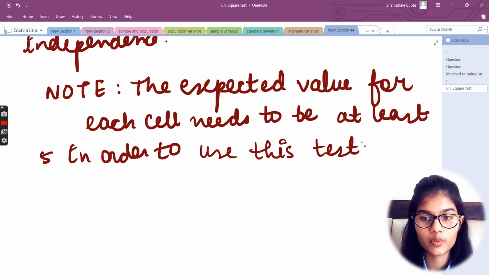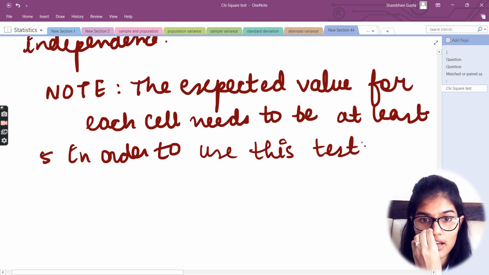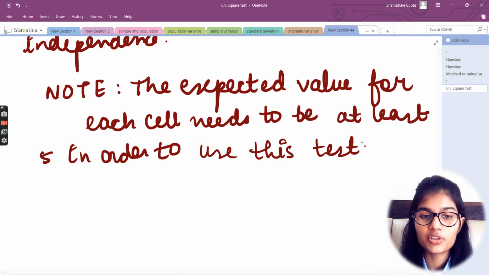So the expected value for each cell needs to be at least 5 in order to use this particular test. So we should have at least 5 in order to use this test that we are studying. You could say it is like a range, or one of the minimum values that needs to be satisfied for using this particular test that we're studying.